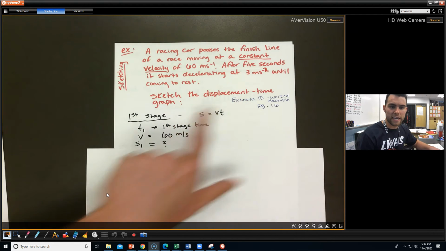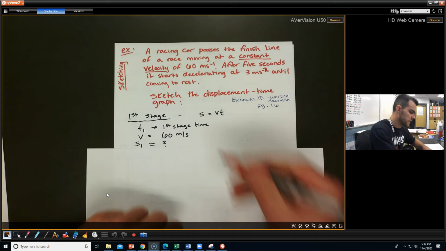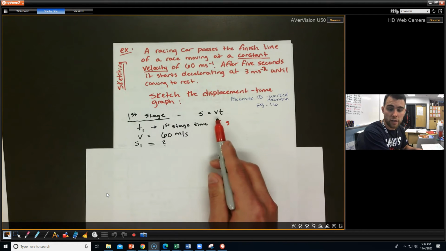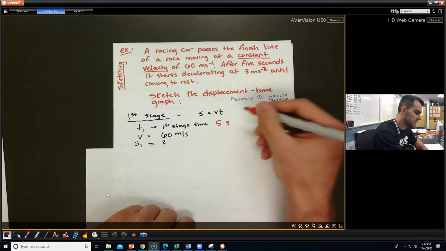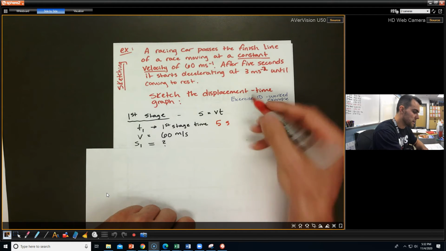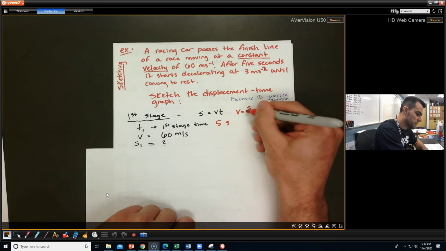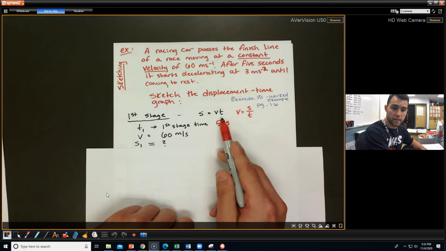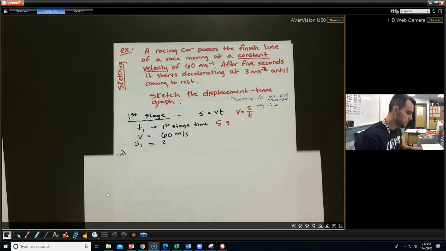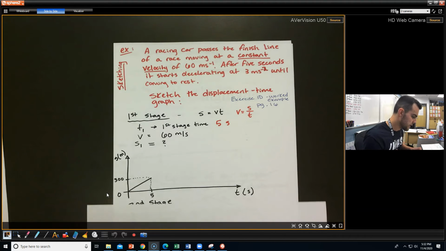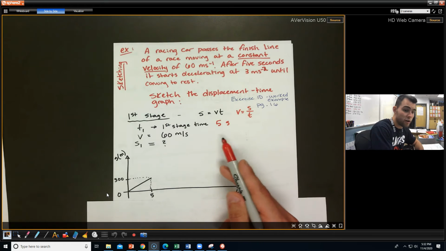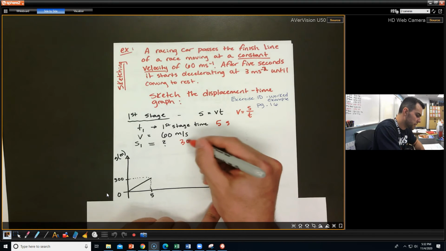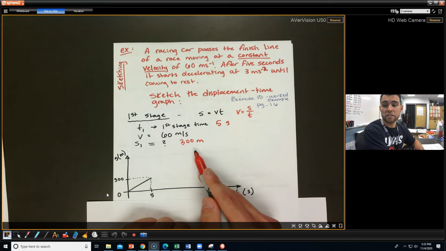It says after 5 seconds it starts to decelerate. So it's really going at this constant speed for 5 seconds. So we actually do have the time for this first stage, and we're going to utilize this equation. This comes from the fact that your velocity is equal to your displacement over time. So I just rearrange the equation, and we can solve for displacement that way. When I did 60 times 5, I got 300 meters for my displacement.